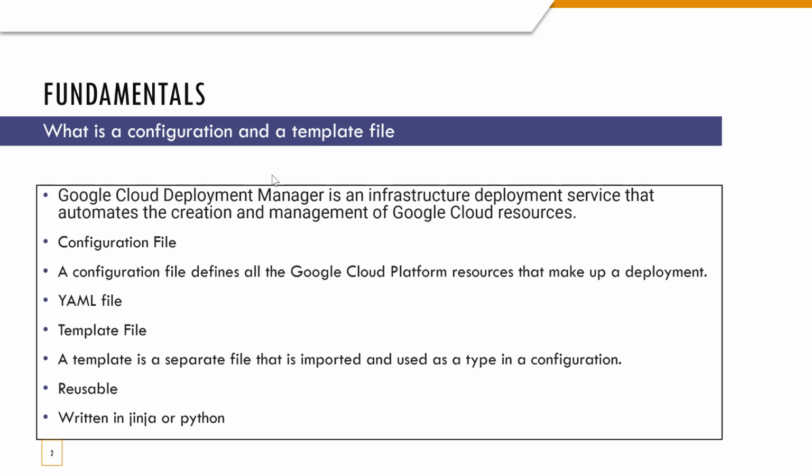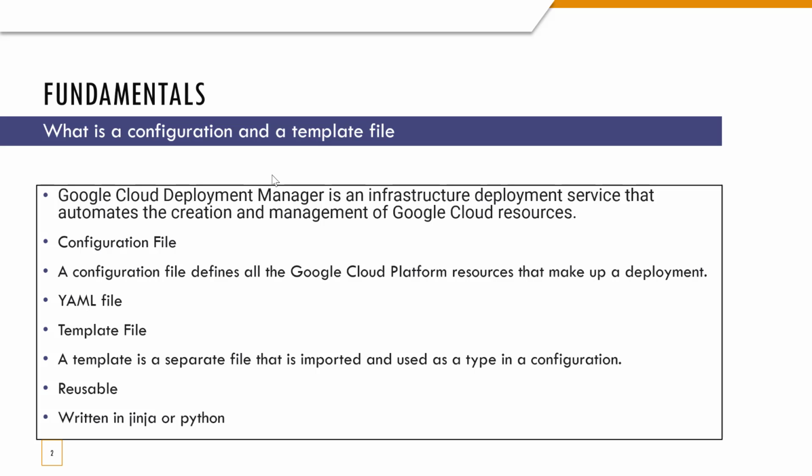So GCP Deployment Manager consists of two files. The primary file is the configuration file. That is basically a file which is written in the YAML format, and it consists of all the GCP resources that you want deployed. Apart from the configuration file, there's also something called a template file. A template file is basically a file that can be reused in multiple configuration files.